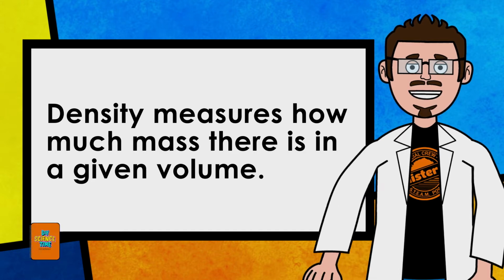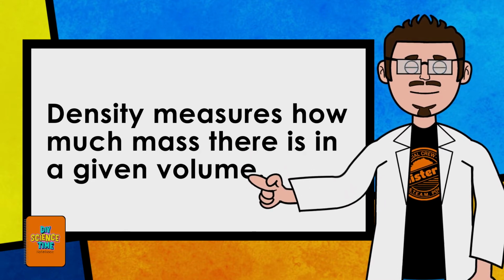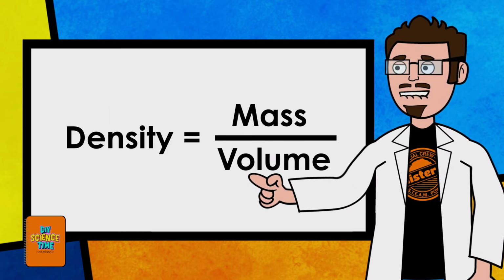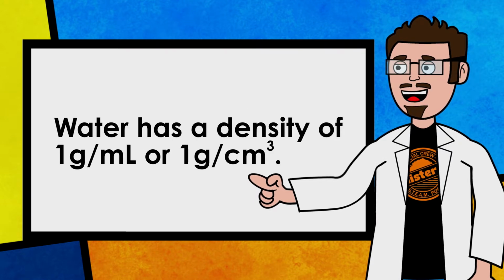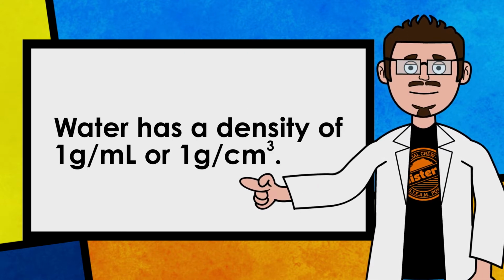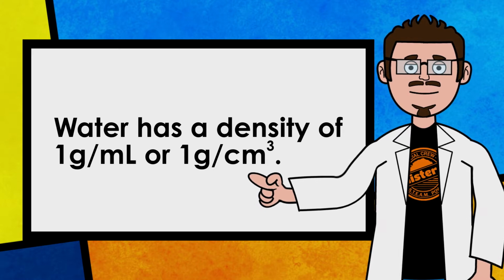Density is measured by how much mass there is in a given volume. Density equals mass divided by volume. Water, for example, has a density of 1 gram per milliliter or 1 gram per cubic centimeter.